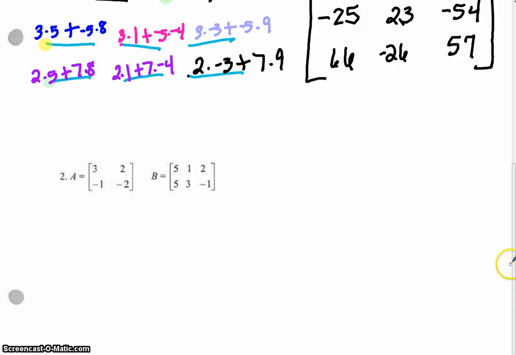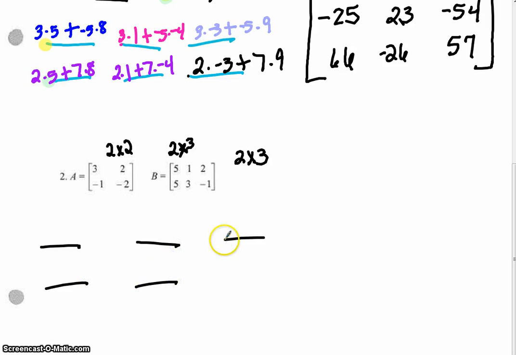So the first thing you want to do is identify the dimensions. And so this first one has 2 rows and 2 columns. It's a 2 by 2. The second one has 2 rows and 3 columns. It's a 2 by 3. So you look and you say, yes, the inside number is the same, so I can do this. And the dimensions of my answer are going to be a 2 by 3, outside numbers. So 2 rows, 3 columns. So you're going to start by taking row 1 times column 1.